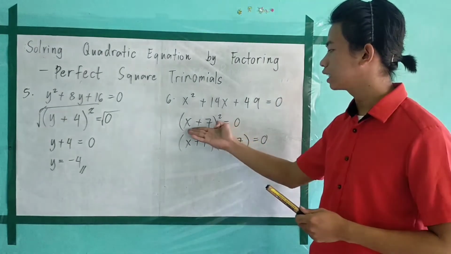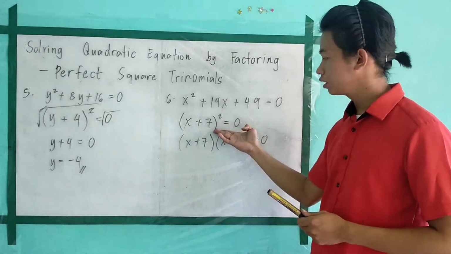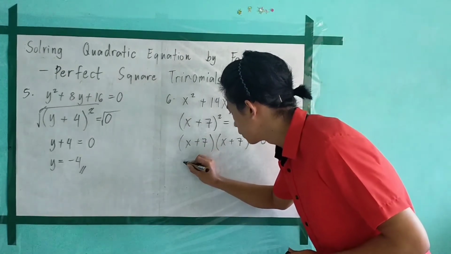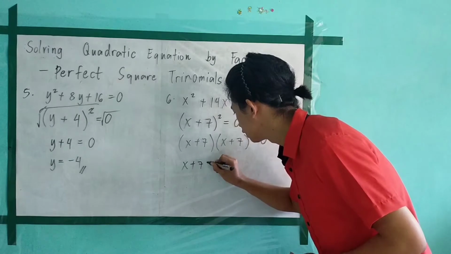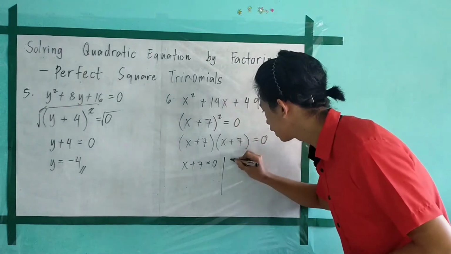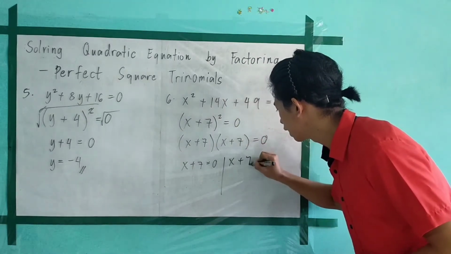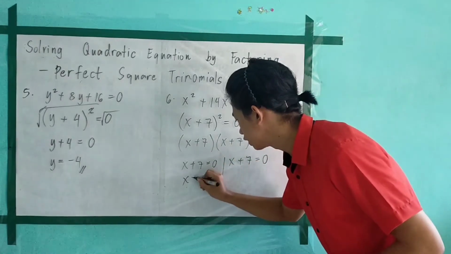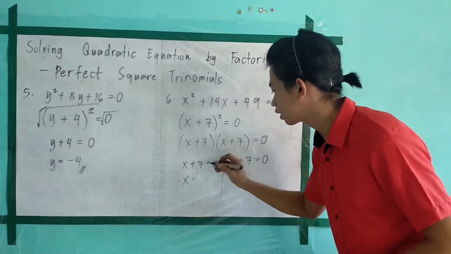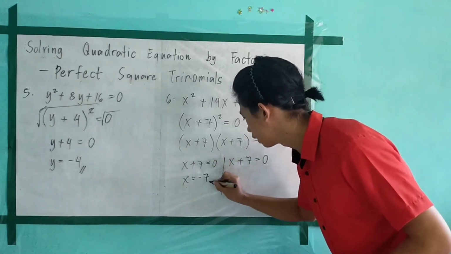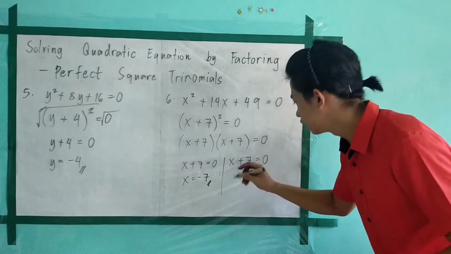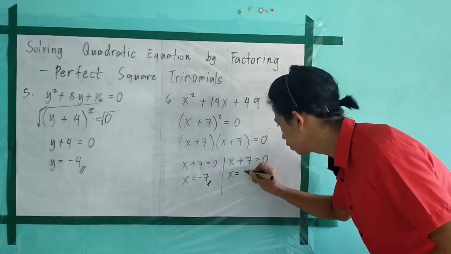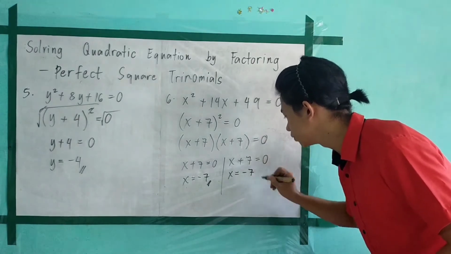Ayan. Next, expand lang natin ito. So, equate natin siya sa 0. So, we have x plus 7 is equal to 0. Then, the other one is x plus 7 is equal to 0. Ayan. So, x is equal to, from positive 7, transpose natin magiging negative 7. And here, x plus 7 is equal to 0. So, magiging x is equal to, transpose natin magiging negative 7.